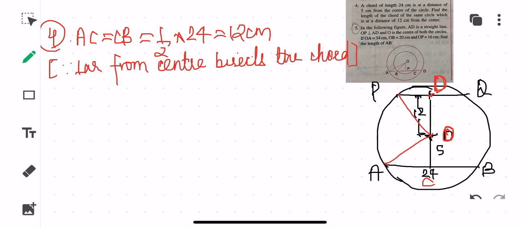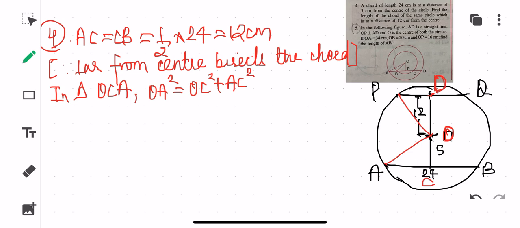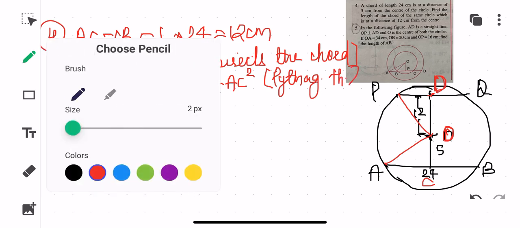Now you know the length of AC, now you know the length of OC, so you have to find out the length of OA. So write down, in triangle OCA, OA square is equal to OC square plus AC square. And this is by what, children? This you all know that this is by Pythagoras theorem. So this you need to specify.